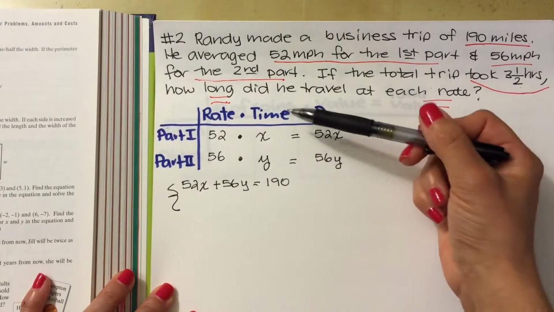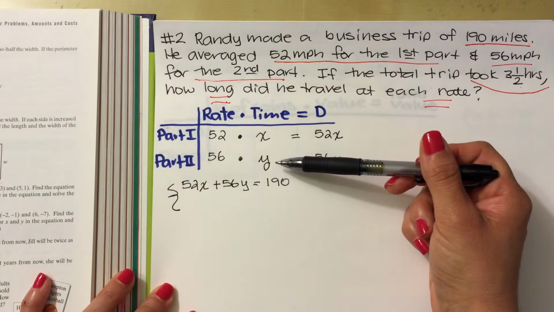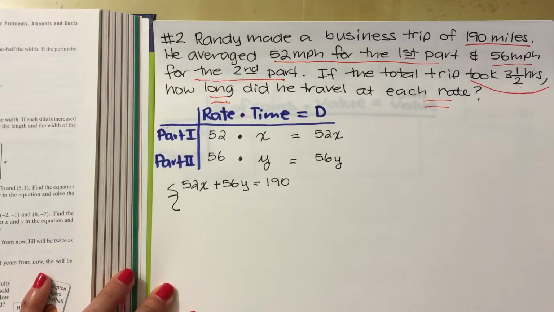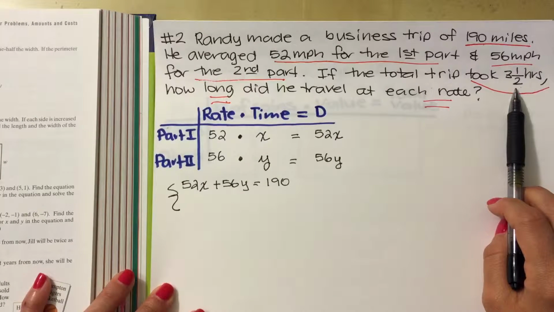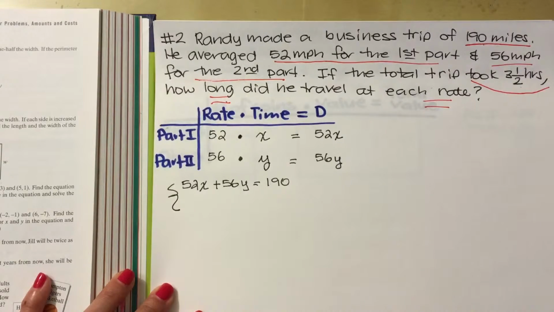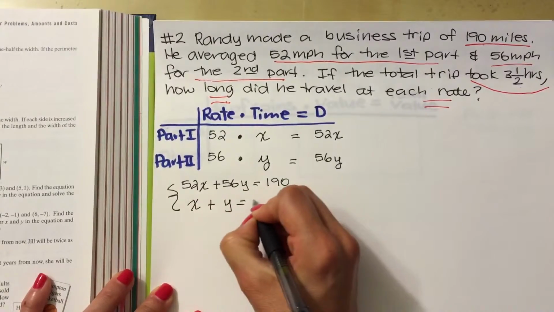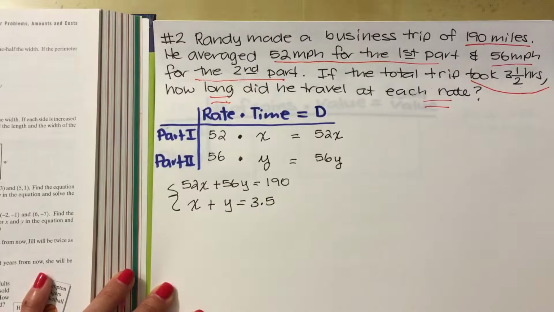Okay, let's look at the time column. Time for part 1 plus time for part 2 should be equal to the total time for the trip. Total time for the trip is 3.5 hours. So that's what we have to use for equation 2. x plus y is equal to 3.5. I'm going to write this as a decimal because it's just easier to calculate.